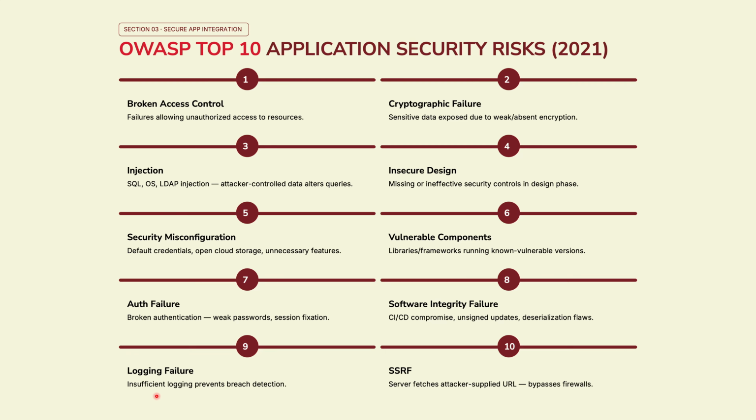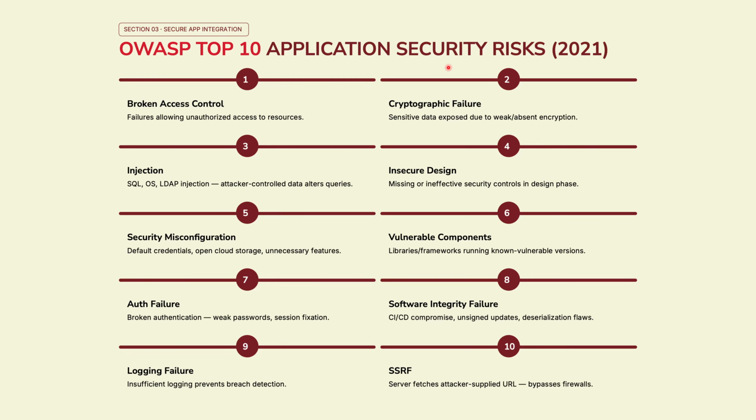It highlights insufficient logging. Finally, we have A10, SSRF, which stands for server-side request forgery, where the server is tricked into fetching the attacker's supplied URL, bypassing firewalls and access controls.